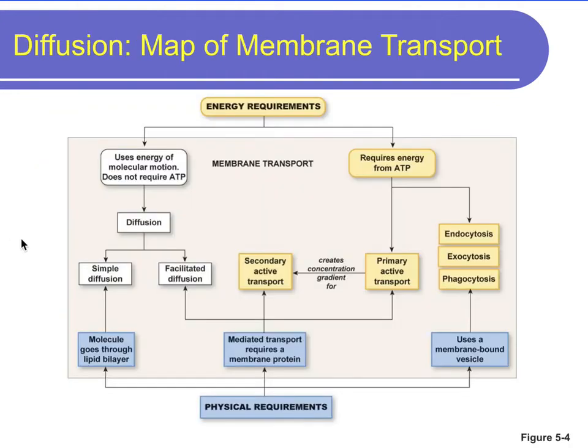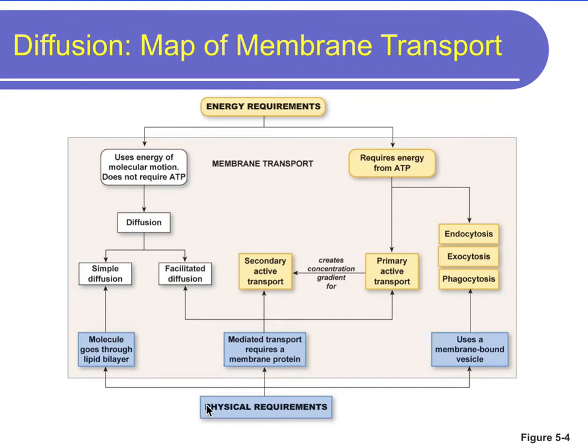Now let's talk about diffusion. And this is a nice figure that goes over different types of movement, and it shows you the energy requirement, meaning do we need ATP, do we not? And then it looks at the physical requirement. So the simplest form of diffusion is called simple diffusion. This is where a solute moves across a cell membrane from an area of high to low concentration until equilibrium is reached. And it simply goes through the lipid bilayer.